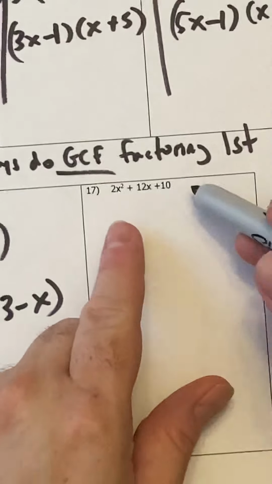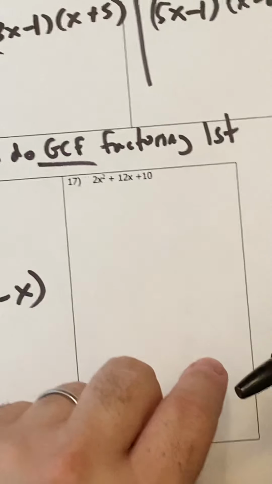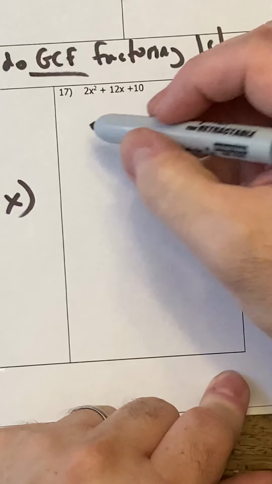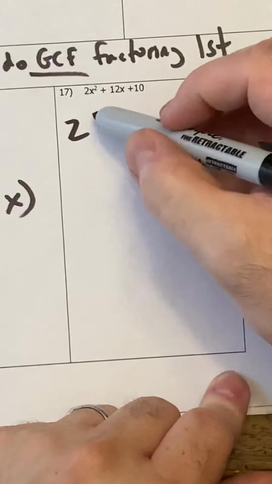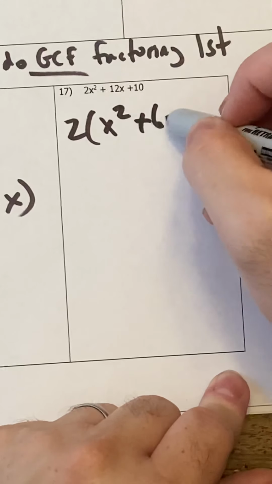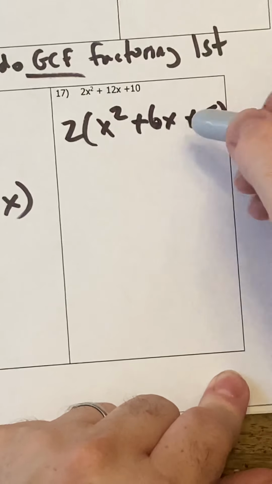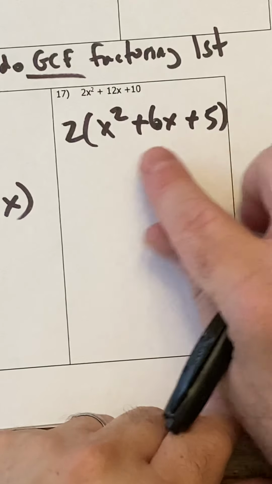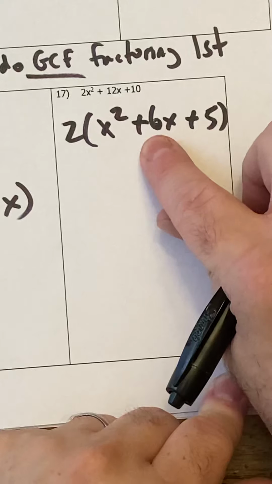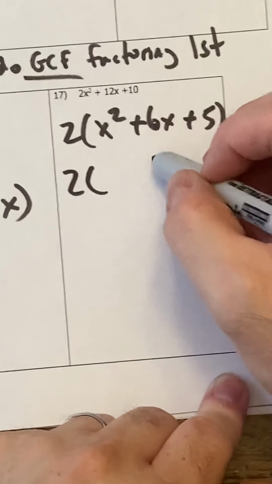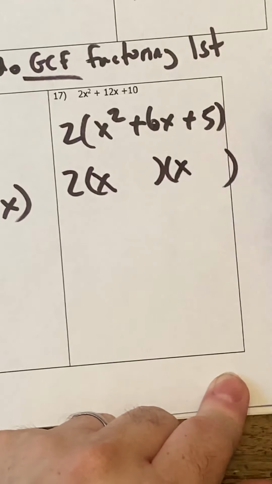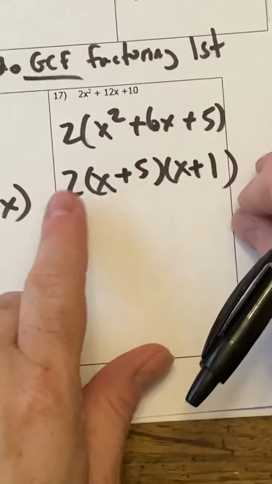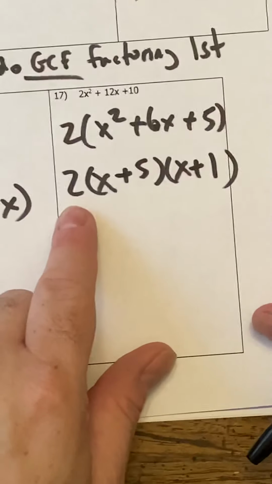Let's try this one. Now this one looks like those problems, but it's not. Why? Because you can pull out a GCF here. The GCF here is 2. Always do that first. Divide out the 2, you get x squared plus 6x plus 5. Now this is just a regular quadratic trinomial factoring, finding two numbers that multiply to 5 and add up to 6. Bring down the 2. x and x. Numbers that multiply to 5 and add up to 6 are positive 5 and positive 1. There's a GCF out here. We did the GCF factoring first.